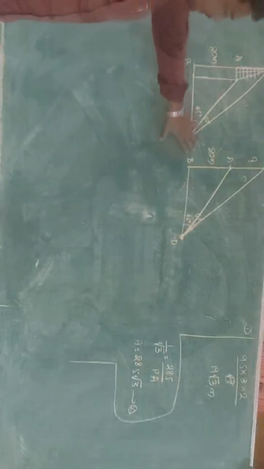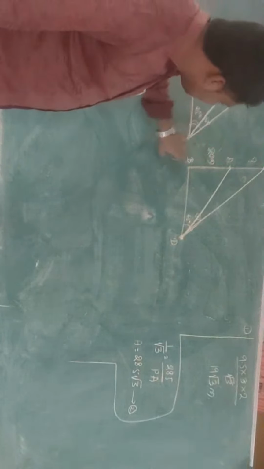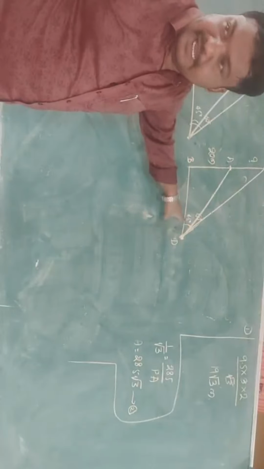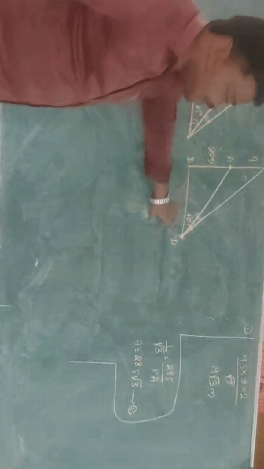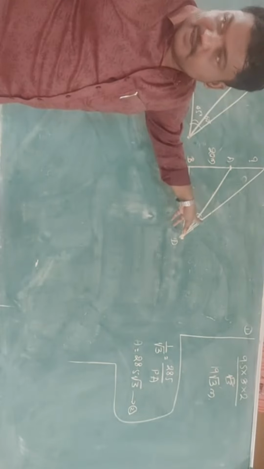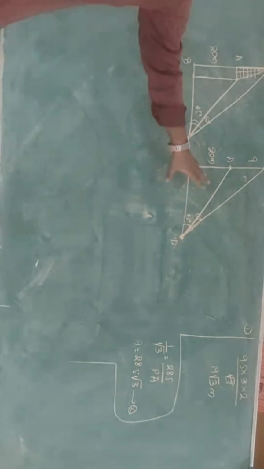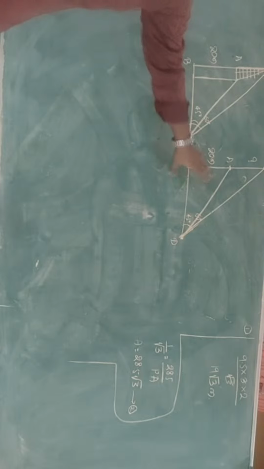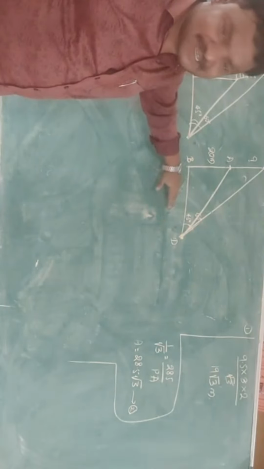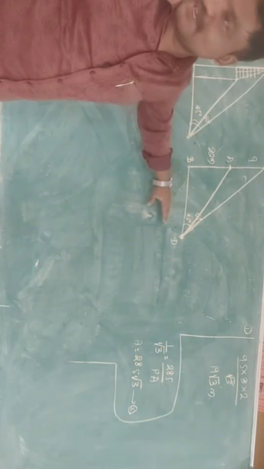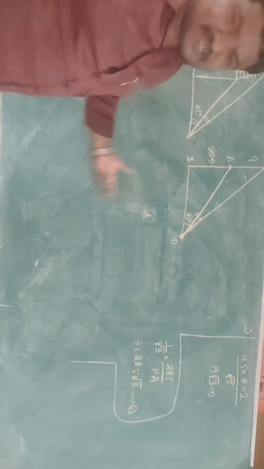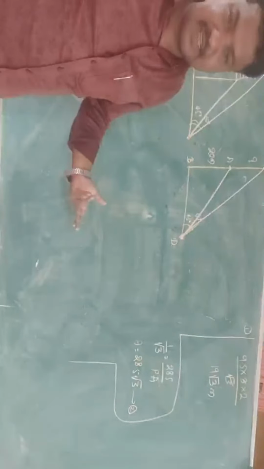We have two triangles. One is triangle ABD with angle of elevation 45 degrees. Another is triangle CBD with angle of elevation 60 degrees. In both the triangles, which side is a common side? Yes, BD is a common side. Base BD is a common side. Am I right? BC is not a common side.